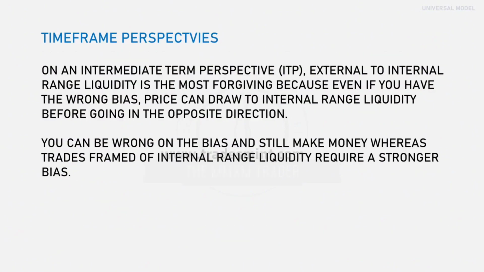So building back on those time frame perspectives, on an intermediate term perspective or an ITP, external to internal range liquidity is the most forgiving, because even if you have a wrong bias, price can draw to internal range liquidity before going in the opposite direction. So you can be wrong about your bias and still make money, whereas trades framed from internal range liquidity require a stronger bias.